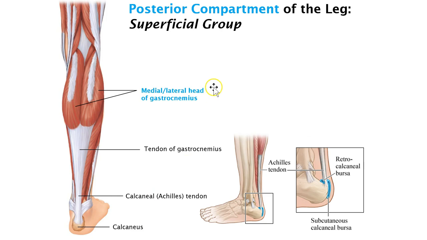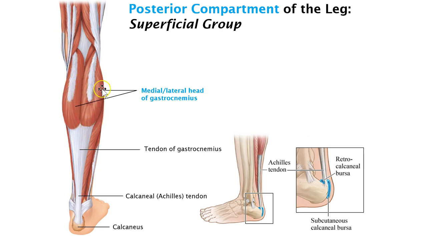I just alluded to the idea that the posterior compartment has a superficial group of muscles and a deeper layer or deep group of muscles. Here we can see the most superficial and recognizable muscle, the gastrocnemius. The gastrocnemius has two heads. It has a medial head and a lateral head.